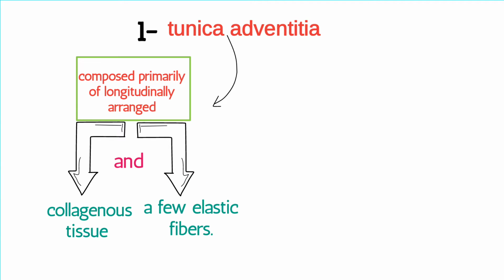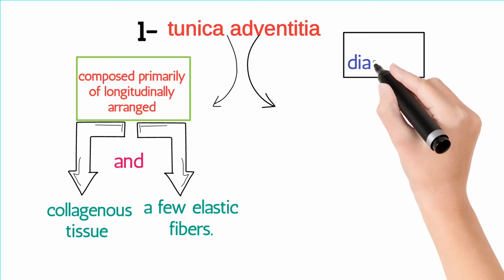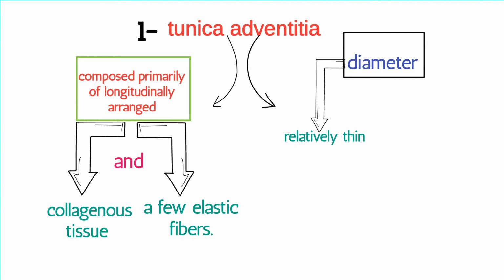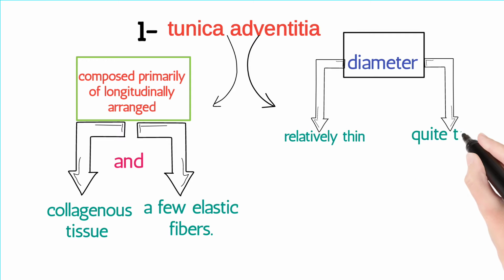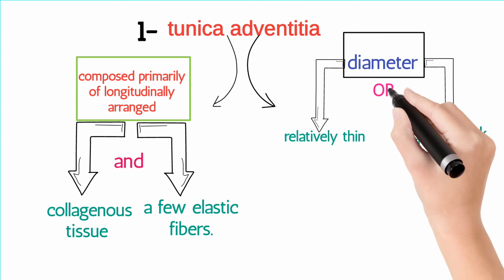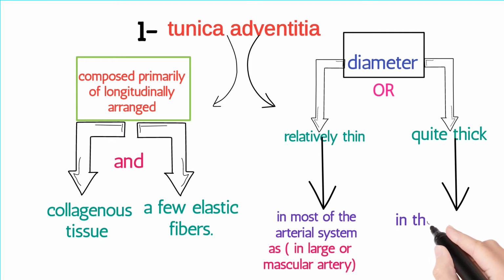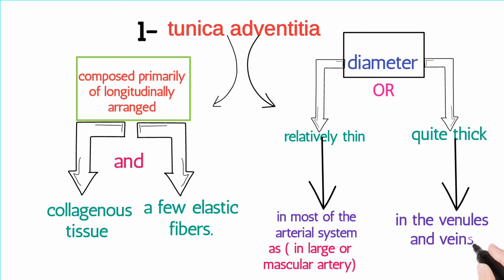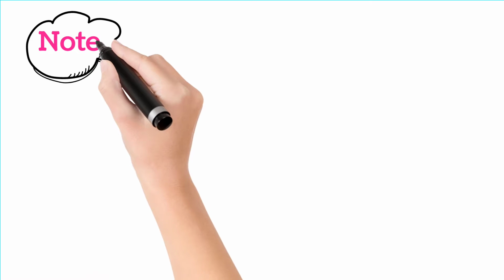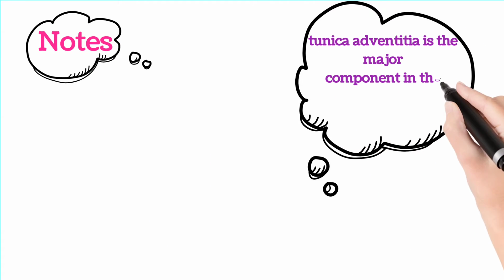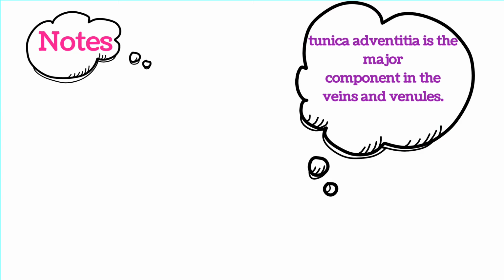few elastic fibers. According to the diameter, it is relatively thin or quite thick: relatively thin in most of the arteries, as in large arteries, and quite thick in the venules and veins. Notes. Tunica adventitia is the major component in the veins and venules.